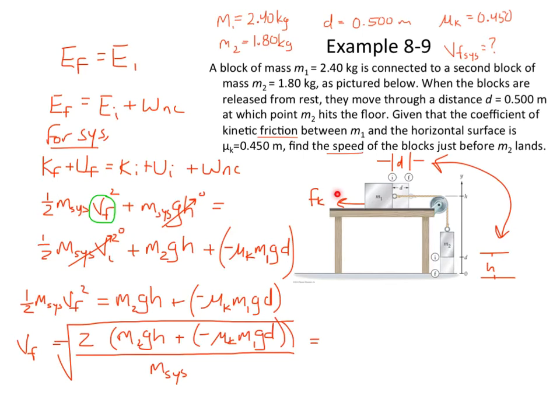Square root of, I'm afraid I might just run out of some space here, but maybe I can squeeze it all in. 2 times, what's the mass 2? That is 1.8, right? 1.8, not 1.0. 1.8 times 9.81 times that h, or that distance. What was that? That's 0.5 meters, right?